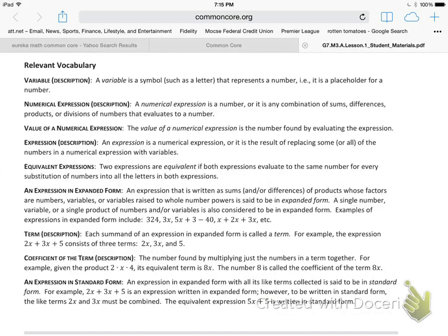The first bit of relevant vocabulary here is variable. We've been talking about that. If we look at our description here, a variable is a symbol, such as a letter, that represents a number, for example, it is a placeholder for a number. If we just think of a variable as a placeholder, it's very often a letter, and we've seen letters such as x used, and n, etc.